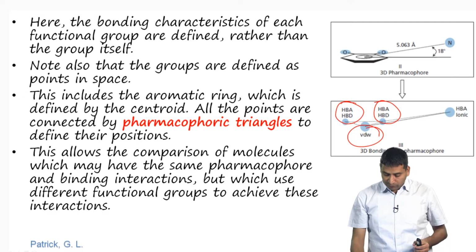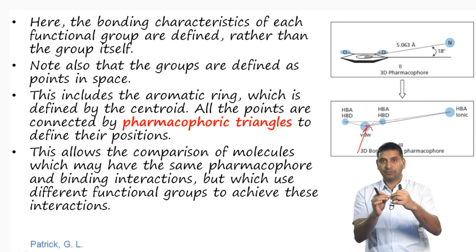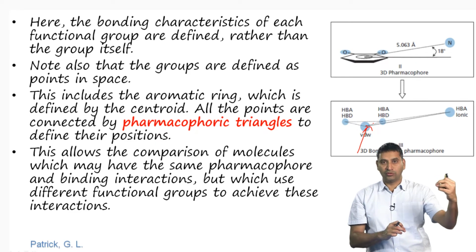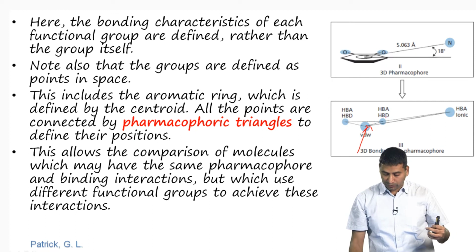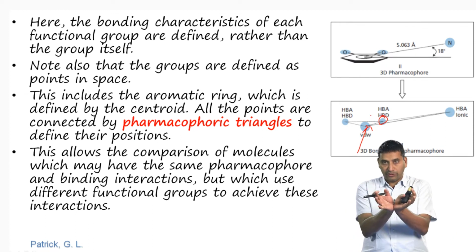So, what we do is we can start drawing triangles among these 3 points. So, for example, this is the center of the aromatic ring. So, that can be a vertex, and then one of the hydrogen bond donors and acceptor, which is the OH group, can be another vertex, and the third one over here can be the third vertex. So, you get a triangle there.